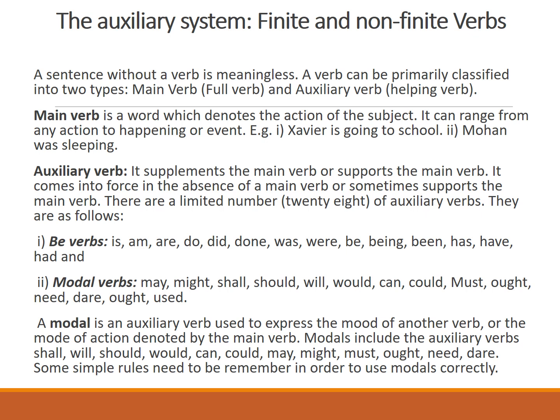There are a limited number, 28, of auxiliary verbs. They are as follows. Number 1, be verbs: is, am, are, do, did, done, was, were, be, being, been, has, have, had. And the modal verbs are may, might, shall, should, will, would, can, could, must, ought, need, dare, ought, use. So these are the 28 auxiliary verbs with two categories: be verbs and the modal verbs.